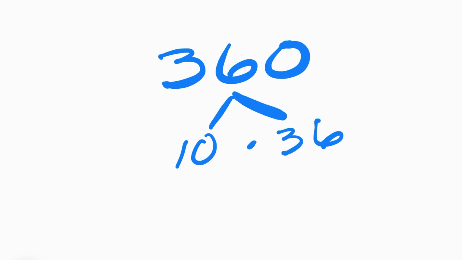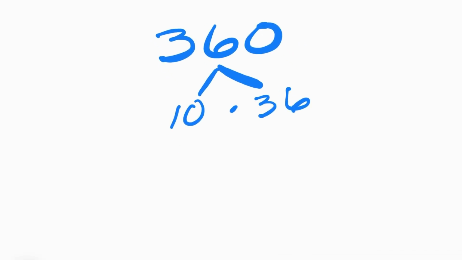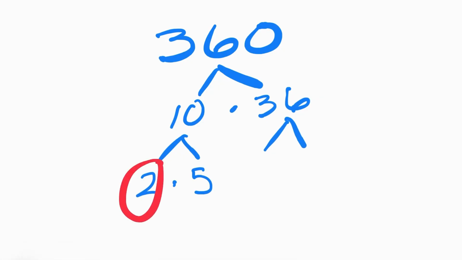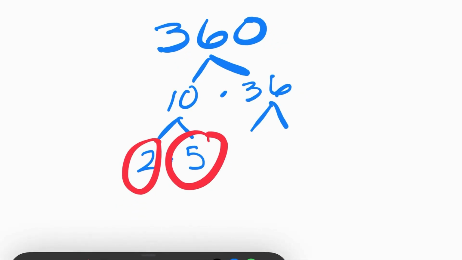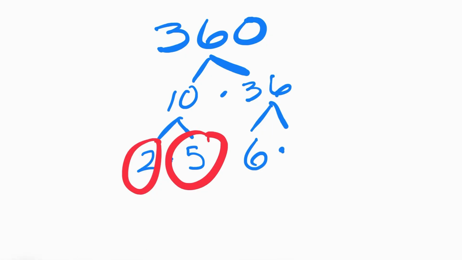Okay, now 10 is composite, so it's not a prime number, and 36 is also composite, so it's not a prime number. So we have to keep breaking both of those down. All right, and 2 times 5 gets us 10. Okay, and now 2 is prime, 5 is prime, and then for 36, you can do 18 times 2, or you can do 9 times 4, or you can do 6 times 6. It's up to you. You'll get the same answer no matter what.